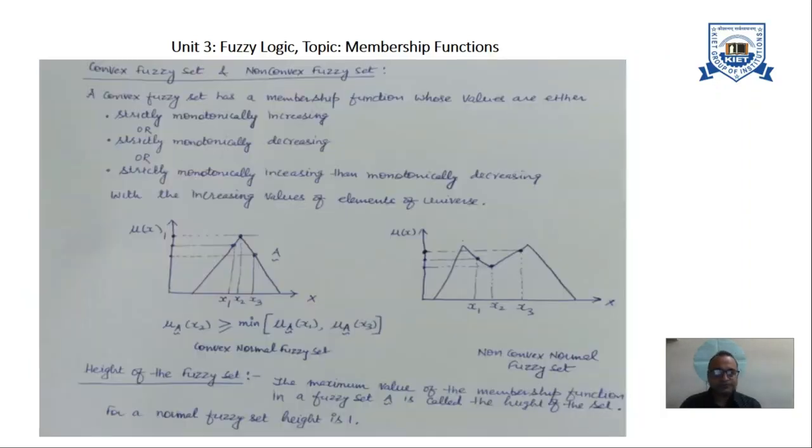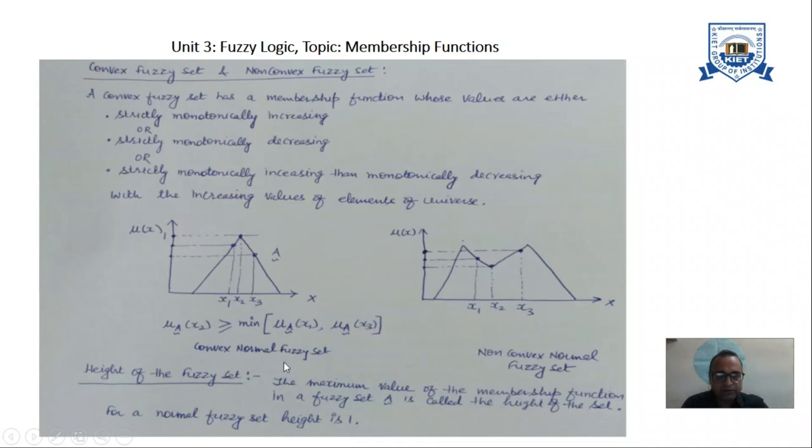So now come to the next part. Here we will see the convex fuzzy set and the non-convex fuzzy set. Like you can see here, with the help of two figures I am giving you some hint of the convex and non-convex fuzzy set. In this figure I am writing it as the convex normal fuzzy set.